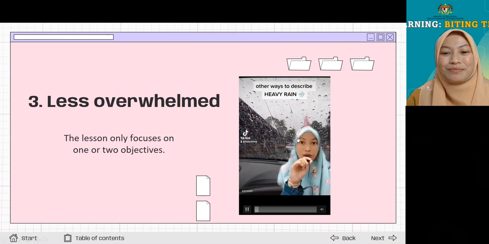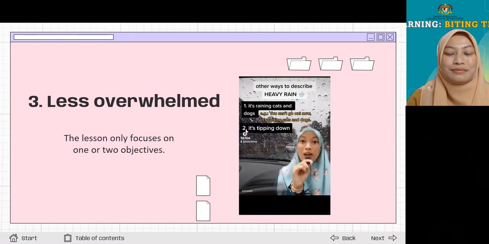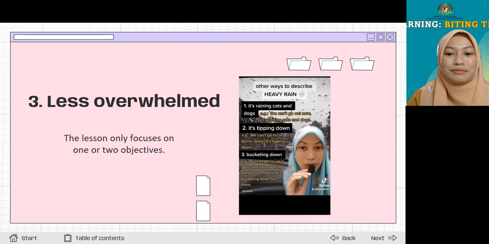Other ways to describe heavy rain. It's raining cats and dogs. For example, you can't go out now. It's raining cats and dogs. It's tipping down. We can't go for a picnic today. It's tipping down. Bucketing down. Don't forget to wear your raincoat and bring along the umbrella. It's bucketing down out there.